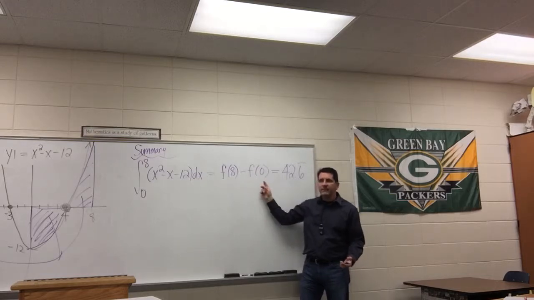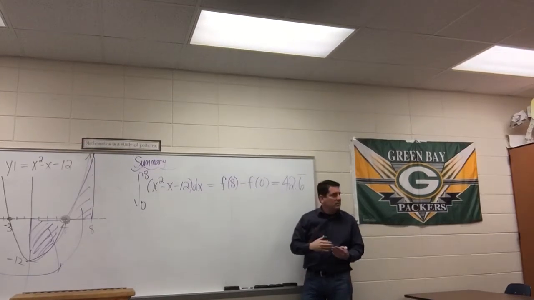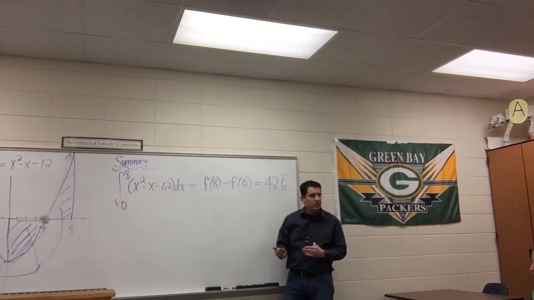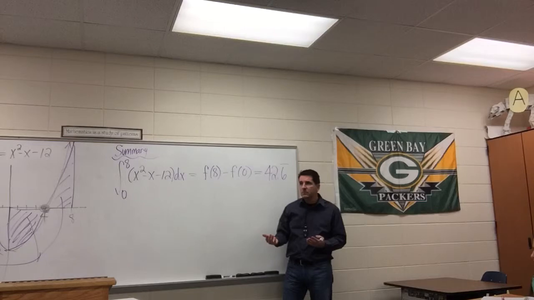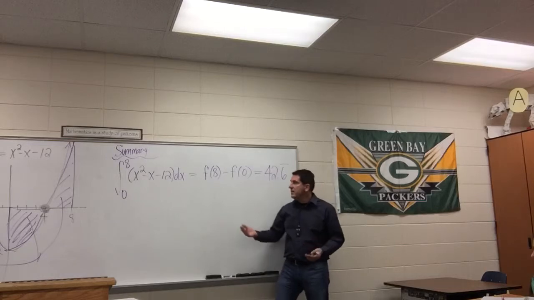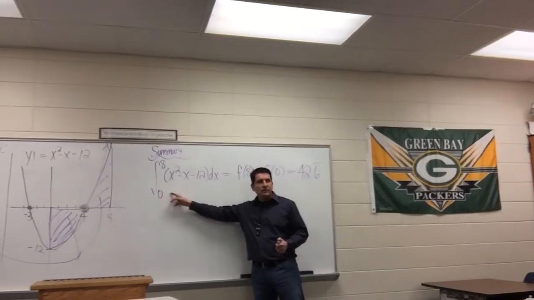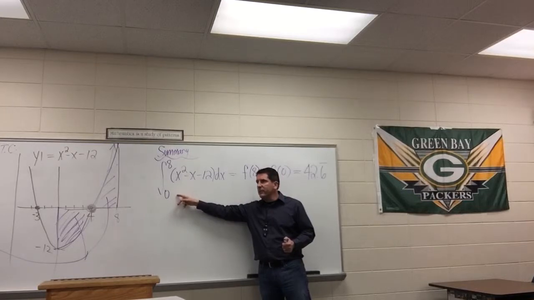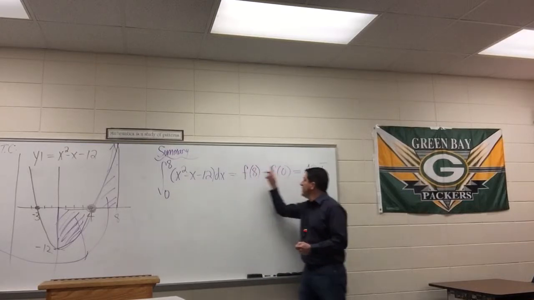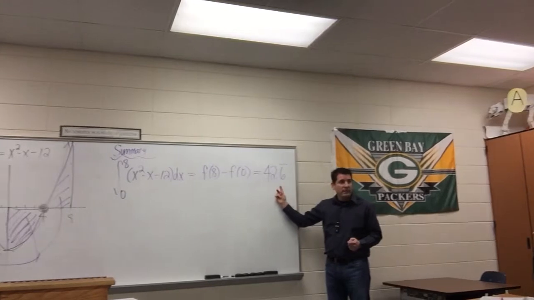f of 8 minus f of 0 is going to give you the net change on the interval from 0 to 8. Just subtract the 2, and that gives you it. But this is the notation that we use. We use this goofy integral symbol in order to identify the net change, and the net change is 42.6.